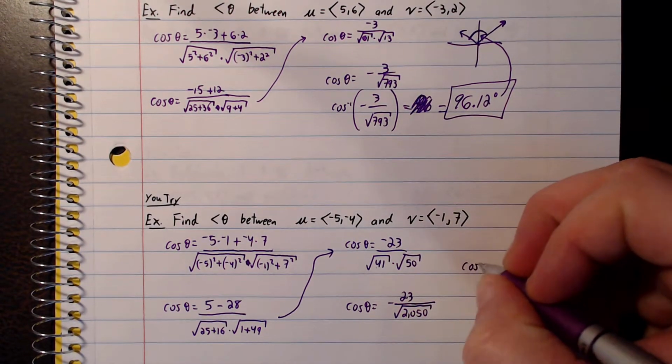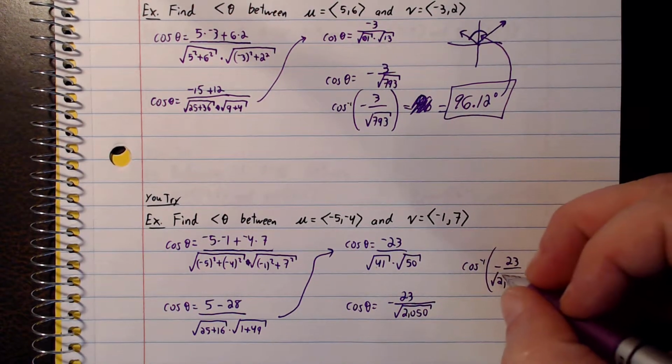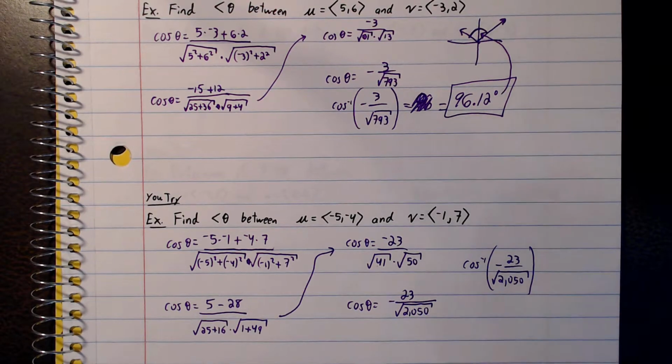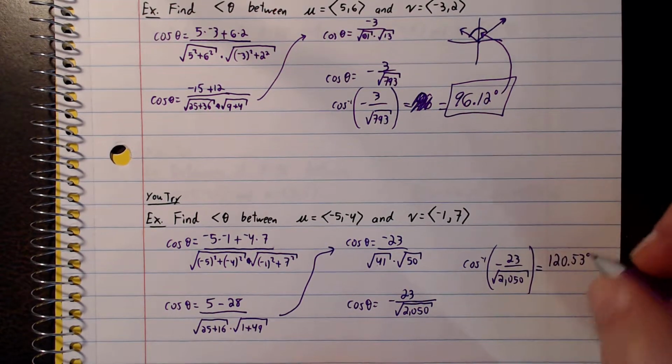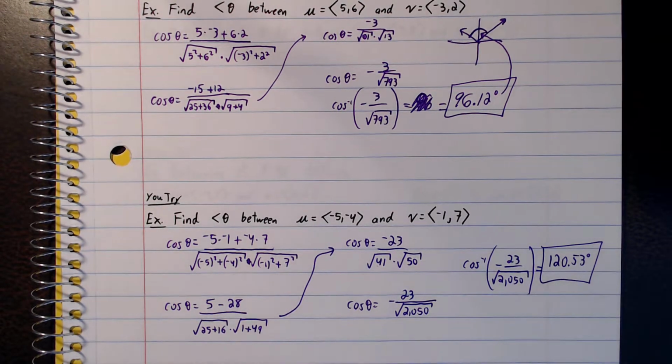Cosine inverse of negative 23 over square root of 2050. If you type that into your calculator and round to the nearest hundredth, I know it didn't actually say what to round to, but here's what we come up with. 120.53 degrees. I'm going to just real quick make sure that that's correct on my calculator. Let's see, we had 23. Yep, got the same answer. So, we can move on.